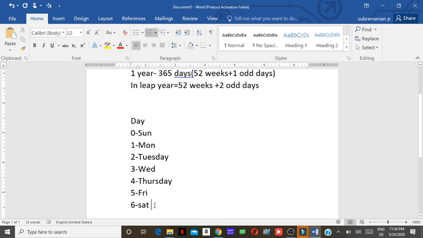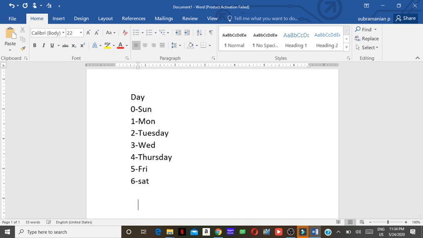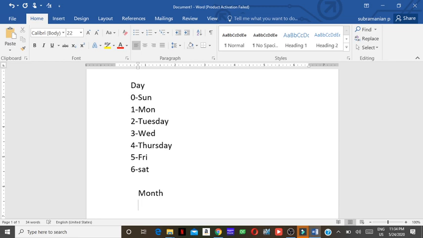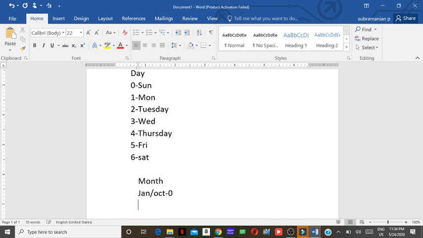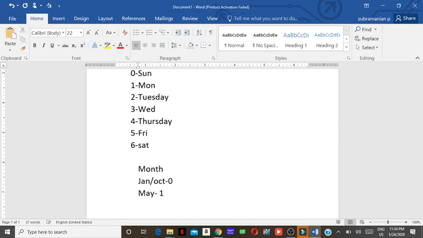Then we are moving to month. We have 12 months. First, Jan and October are represented as 0. Then May is represented as 1. First May is Workers' Day, so you can remember that May is 1 easily. Second, August is 2, because in August we have 2 U's. So we can remember it as 2.